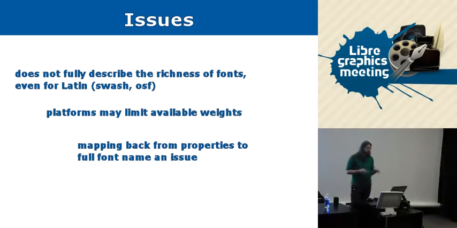The mapping from properties back to a font name is an issue. Going the other way is fine. You can take a given font and fill in its properties, but obviously you could have more than one font that corresponds to a given set of properties, and then if you want to go back, it's not clear which one you should use.